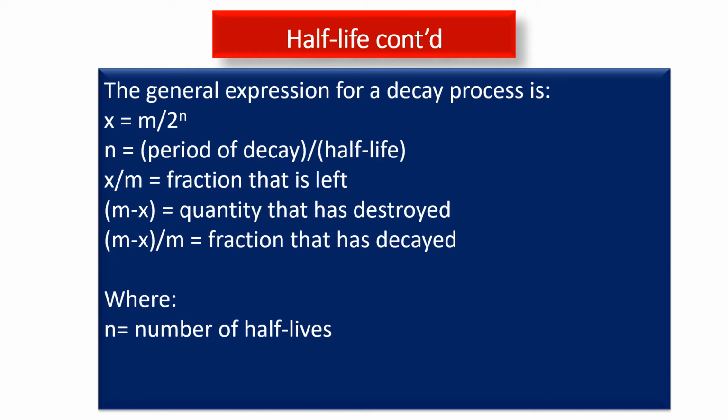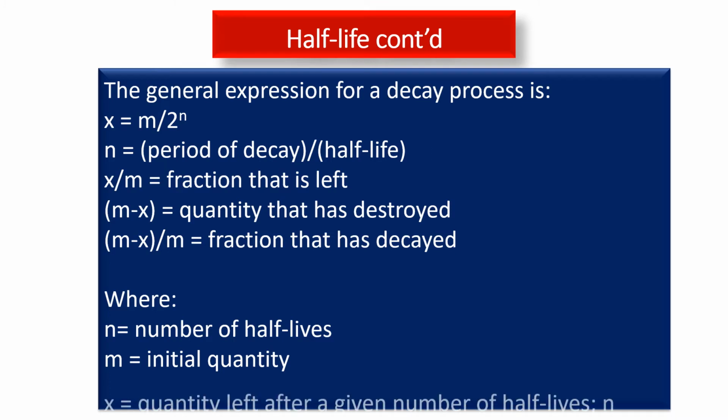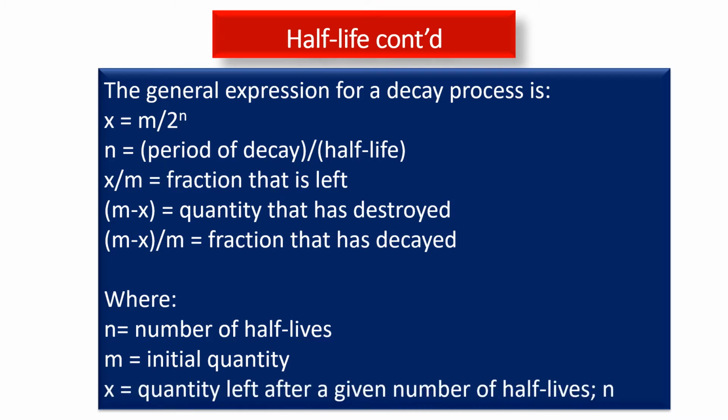But what is n? n is the number of half-lives. m is the initial quantity, that is the initial mass or whatever is given at the beginning, while x itself is the quantity left after a given number of half-lives. So that is the formula that can be used to calculate the half-life.